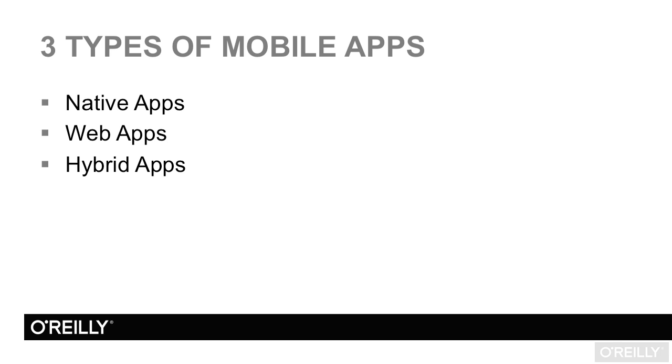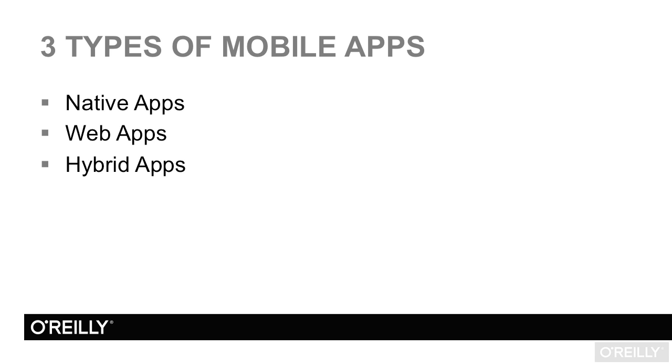Now let's talk about the benefits of creating mobile web apps, why you should create them in the first place. There are three types of mobile apps. There are native apps. These are the apps you might be most familiar with. You download native apps from app stores, such as the Apple App Store and Google Play.